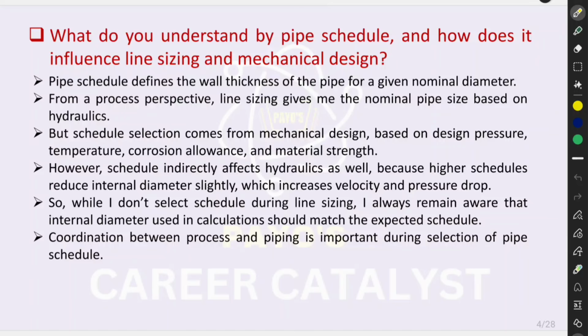However, schedule indirectly affects hydraulics as well because higher schedules reduce internal diameter slightly, which increases velocity and pressure drop. So, while I don't select schedule during line sizing, I always remain aware that the internal diameter used in calculation should match the expected schedule. Coordination between process and piping is important during selection of pipe schedule.